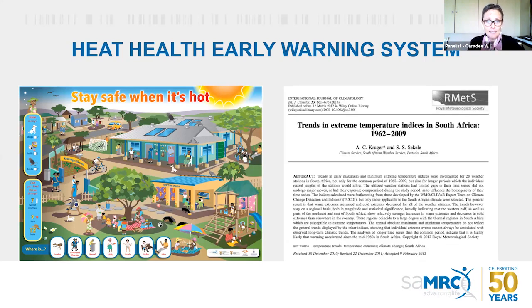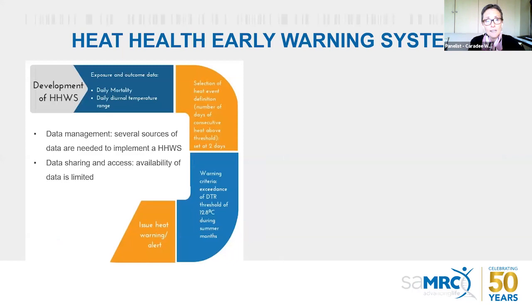The data that has been collected retrospectively from observed records in South Africa indicates increased warming in South Africa, and so do the projections from the various models. And this then led us to consider the need for an evidence-based, health-based heat health early warning system for our country. This means that we're looking at exposure and outcome data. In this case, we were using daily mortality data records for a period of 20 years for all of South Africa's district municipalities, and then daily diurnal temperature range, which was the main indicator that was relevant for as many of the districts as possible.